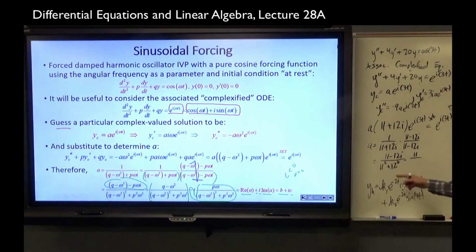That'll be 11 over 121 plus 144 is going to be 265, minus 12 over 265 times i. That's how that works out in our example. Okay?